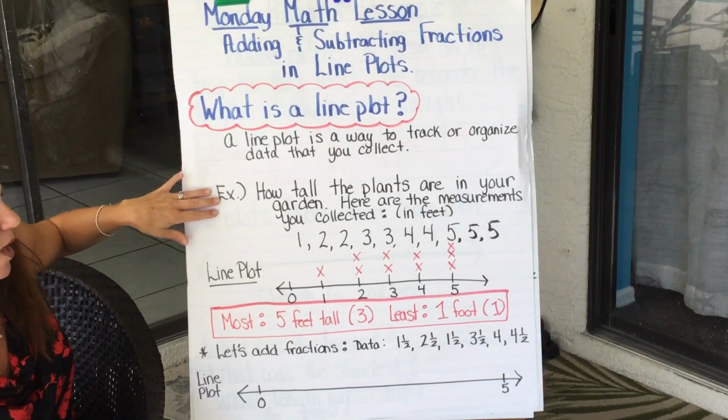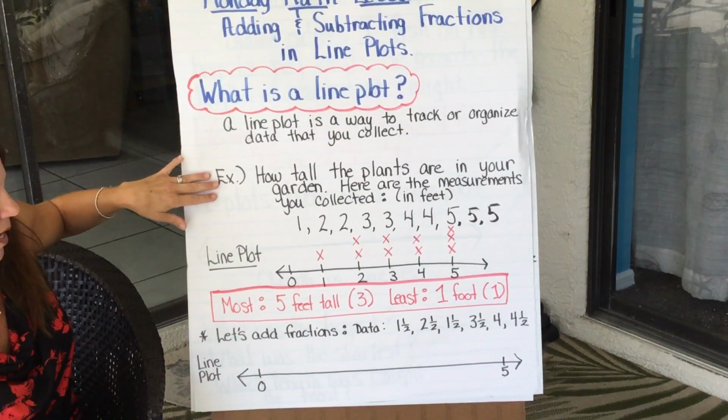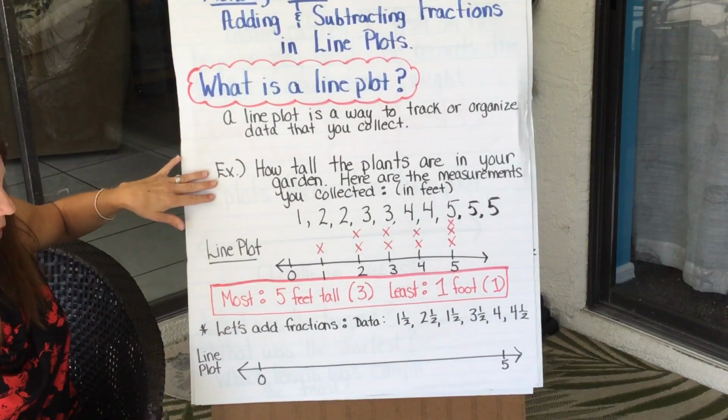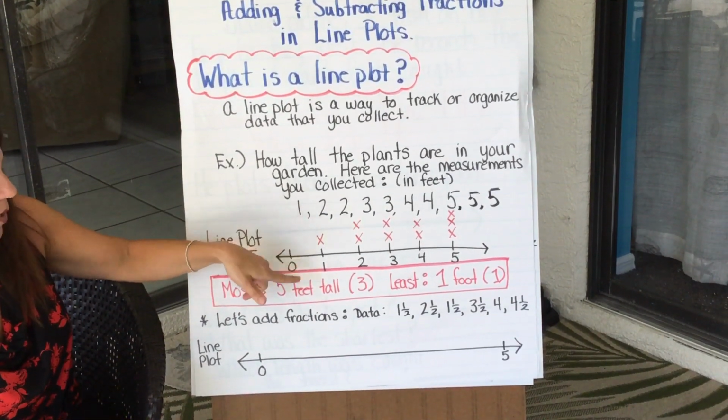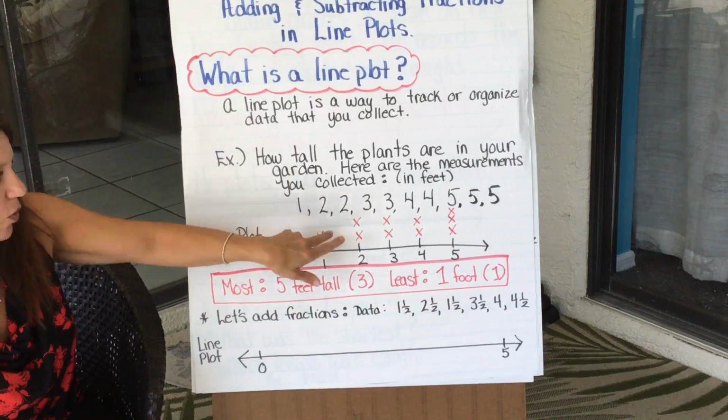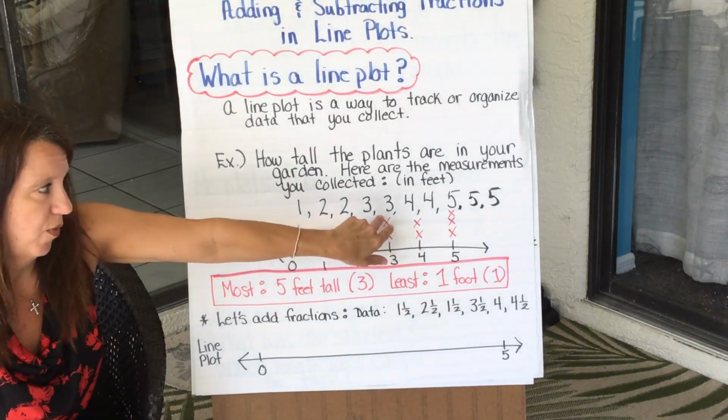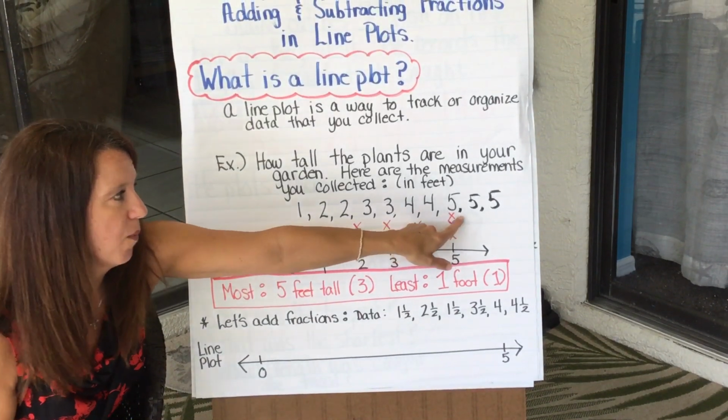How tall the plants are in your garden. Here are the measurements you collected. Okay, so this is in feet. So you collected, these are all your plants. One was 1, 2 of them were 2 feet, 2 of them were 3 feet, 2 of them were 4 feet, and then 3 of them were 5 feet.